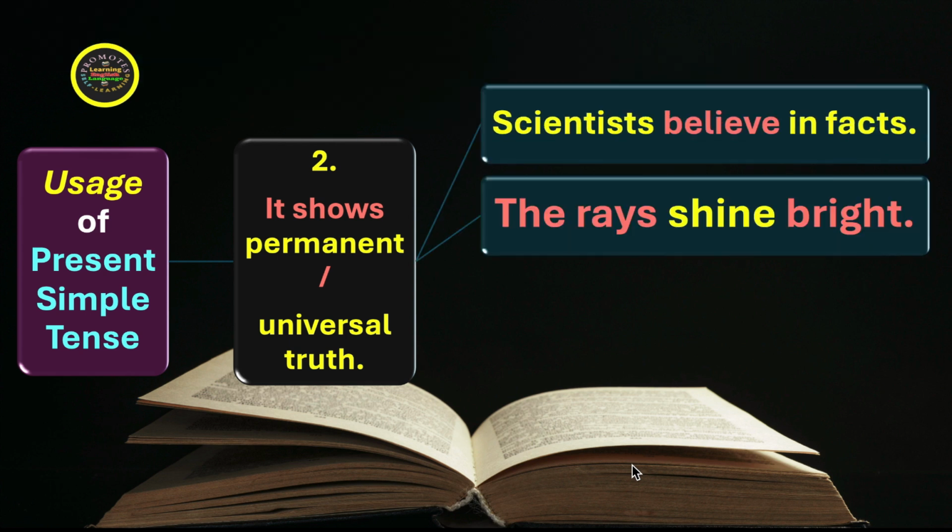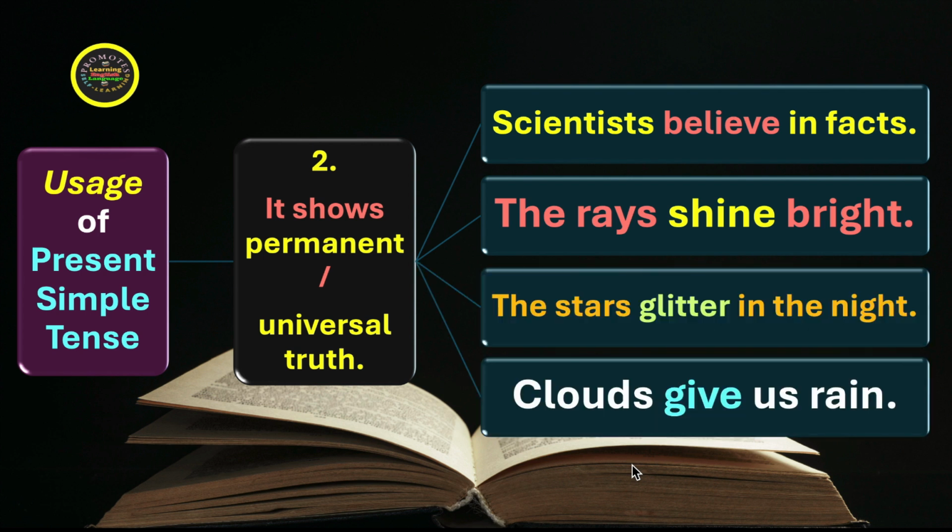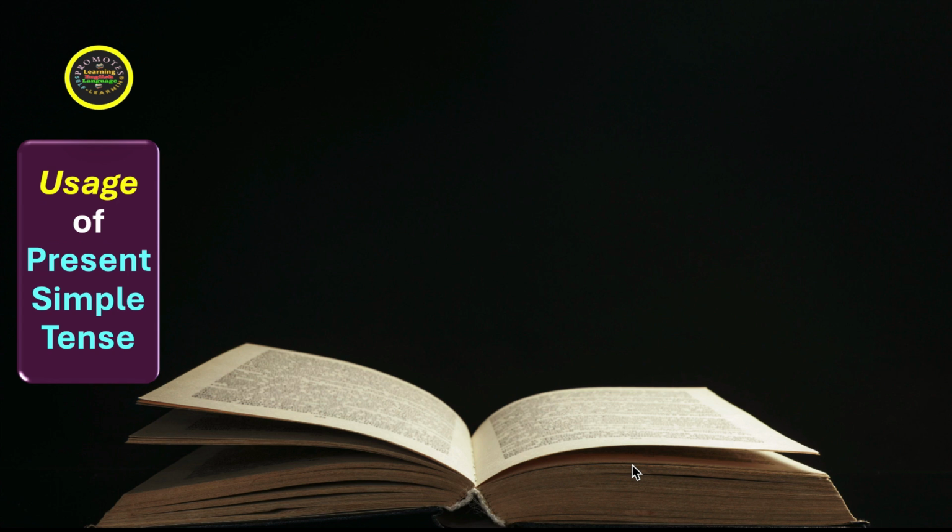Scientists believe in facts. Permanent. It's a universal truth. The rays shine bright. The stars glitter in the night. Clouds give us rain. All these examples refer to permanent or universal truth about facts. Continue our discussion about usage of present simple tense.